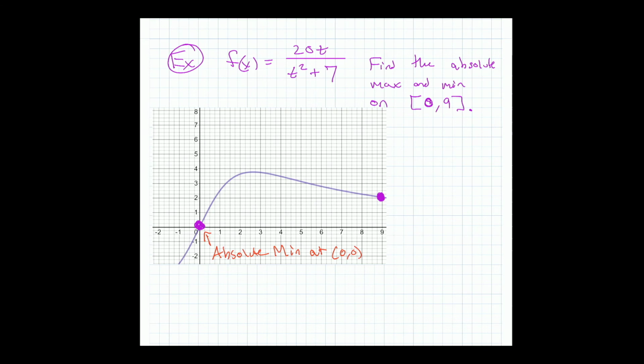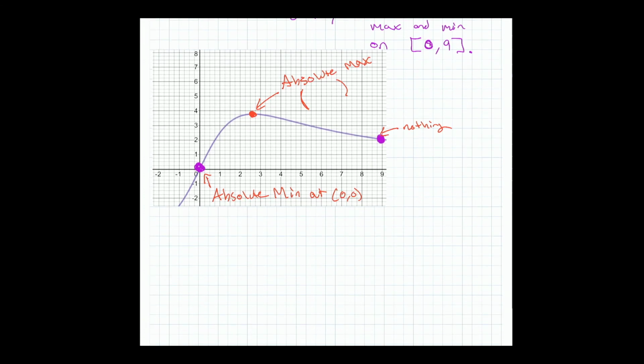Now, where's the absolute maximum? Highest point between 0 and 9. Well, that is a little bit harder, right? That looks like about right here. That's where it is. But I don't know the x or the y there. I can't tell. They look like fractions or something, right? So we can't find it just by looking at the graph. Now, what is this point at 9? Nothing. That's not a maximum or a minimum. It's not the absolute maximum or minimum anyway.